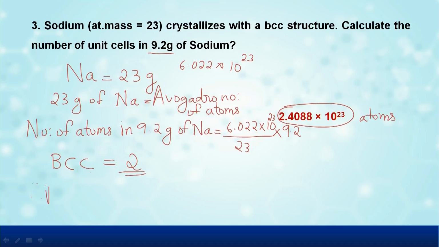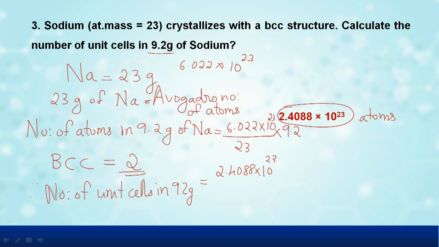Therefore, the number of unit cells in 9.2 gram, or 2.4088 into 10 raised to 23 atoms, can be calculated as 2.4088 into 10 raised to 23 divided by 2. So that will give rise to 1.2044 into 10 raised to 23 unit cells.